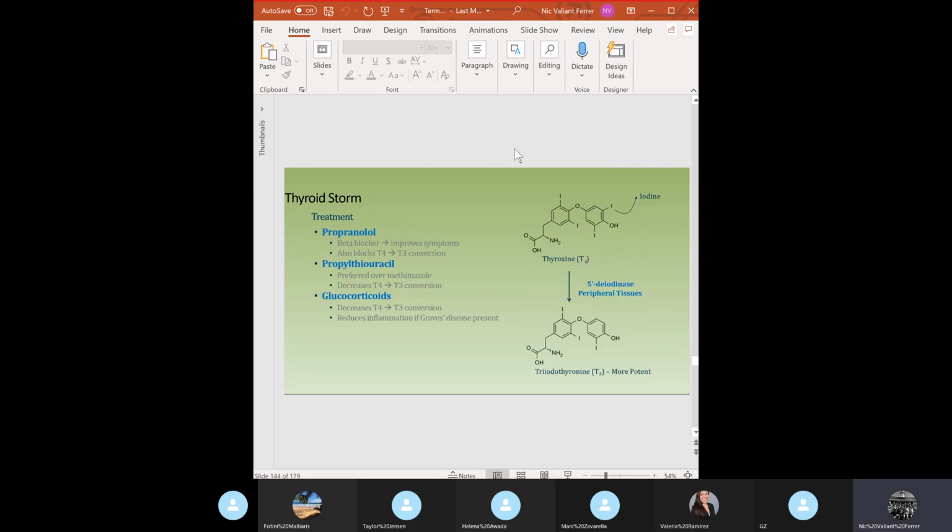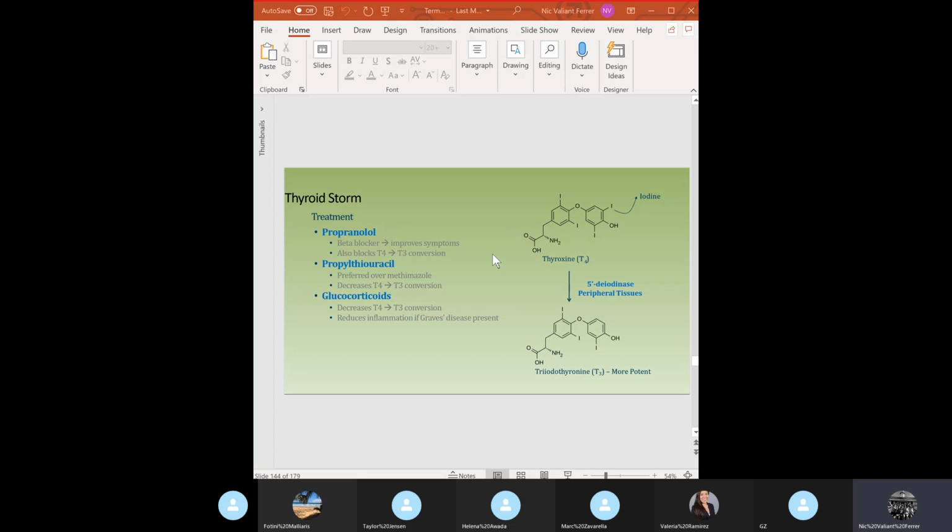What can we give? Propranolol. Why? It's a beta blocker. It blocks peripheral conversion of T4 to T3. But what is more active, T4 or T3? T3, of course. PTU is preferred over methimazole. Why? Because PTU also blocks peripheral conversion of T4 to T3.